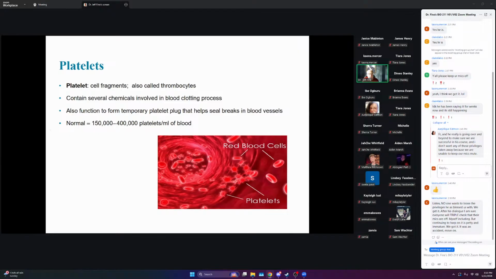Platelets, don't really need to talk about these a lot. We talked about them in lab. Again, these are protein fragments, tiny particles that circulate in our blood. They really have one job only, and that is to form clots if there's damage to a blood vessel.